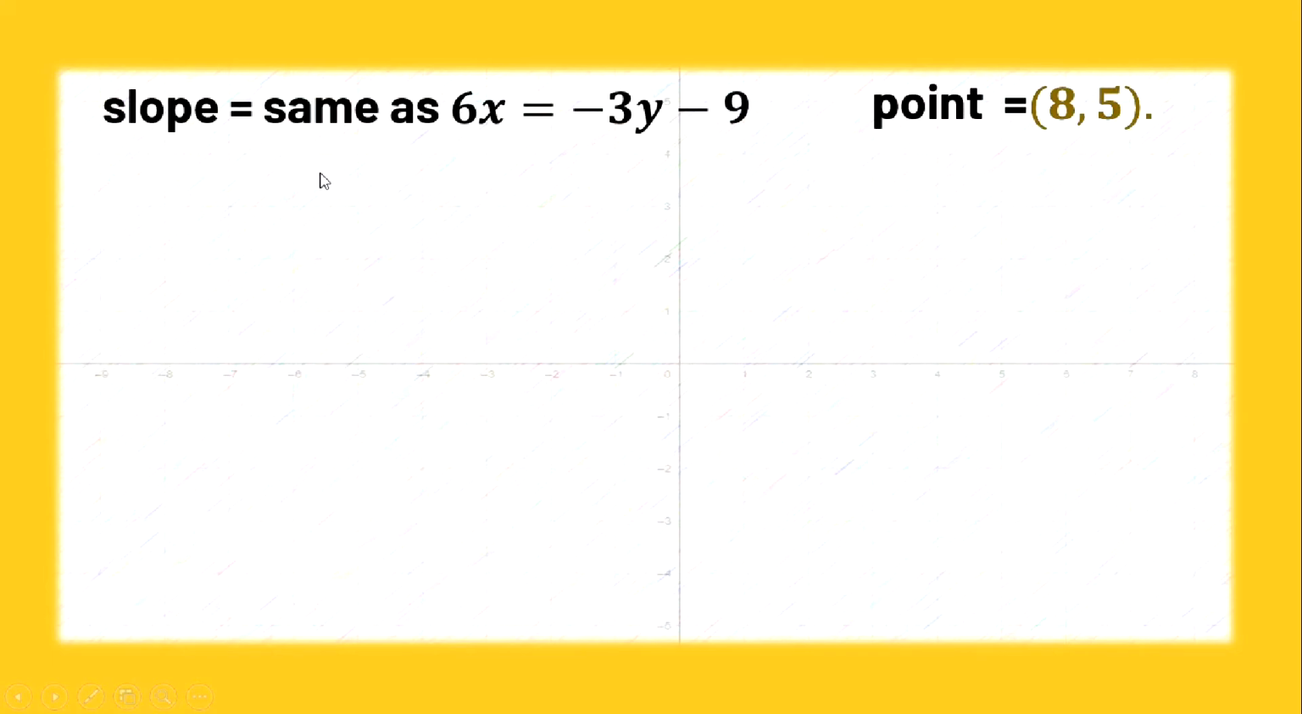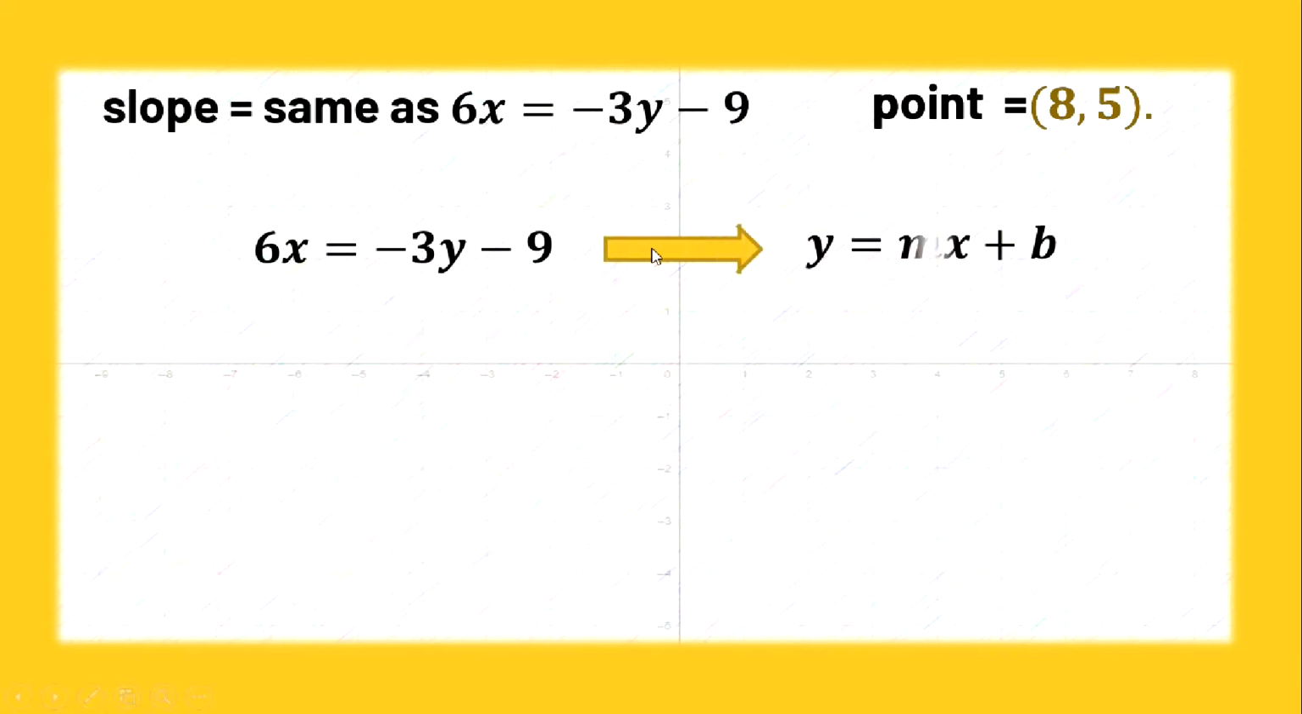Focus muna tayo sa slope. Since same daw siya ng equation 6x equals -3y minus 9, we have to find the slope of this equation. And for us to do that, express natin to in slope-intercept form since m here represents the slope. So, transpose natin si -3y sa left side. We have +3y equals 6x. Ililipat natin sa right side. We have -6x minus 9.